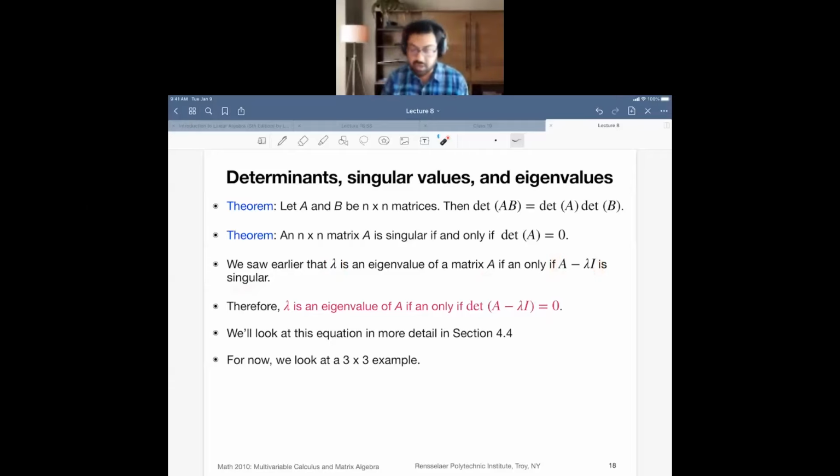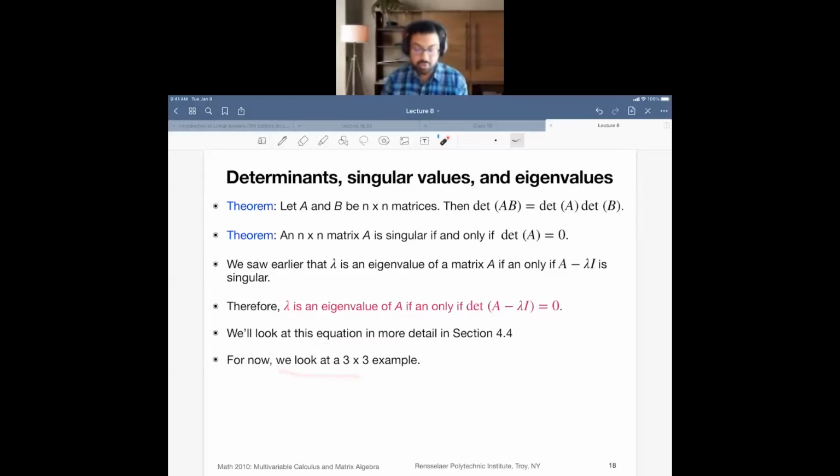So what you're looking for is the determinant of A minus lambda I going to zero, and you would find the corresponding eigenvalues lambda. So therefore, lambda is an eigenvalue of A if and only if the determinant of A minus lambda I is zero. A is the square matrix n by n, I is the identity matrix n by n, and lambda is your scalar, your eigenvalue. We'll look at this equation in more detail in a later section, in our next class.